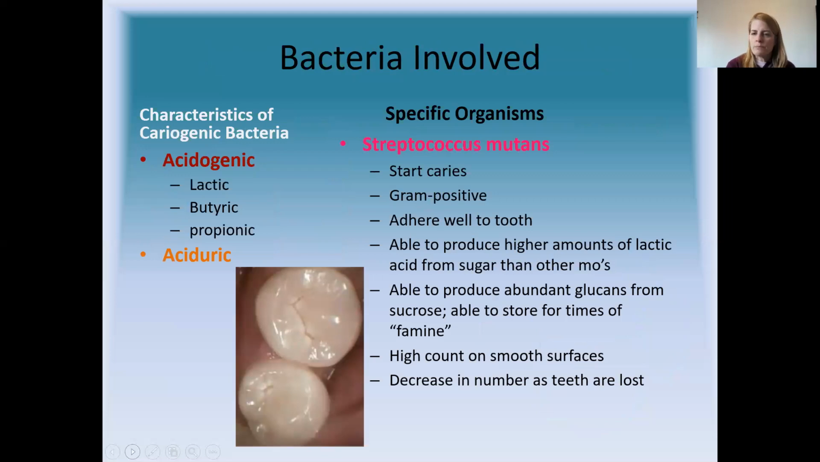Now we know that strep mutans start caries. They're gram-positive, they adhere well to the tooth, they produce higher amounts of lactic acid from the sugars, and they're able to store some of the glucans from the sugars. So you ingest the sugar, but they can hang on to it and eat it a little bit later. There's a high count of strep mutans on smooth surfaces, and the strep mutans decrease in number as teeth are lost, when they don't have as many places to hide.